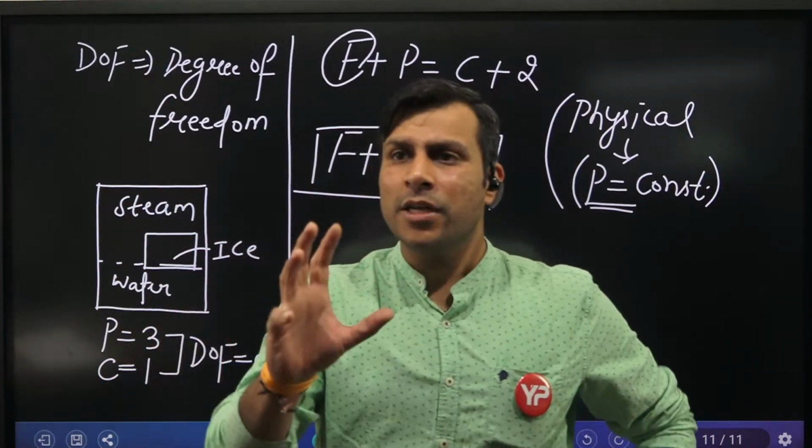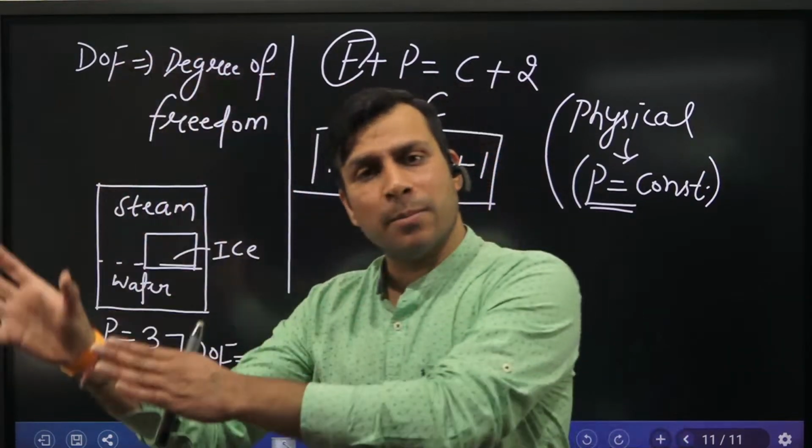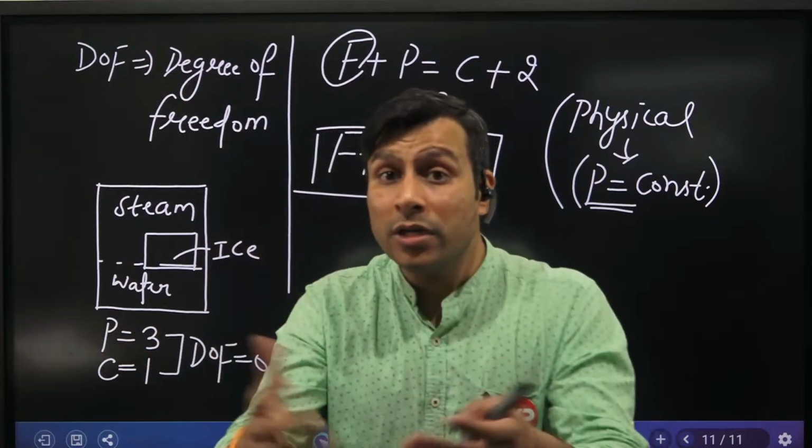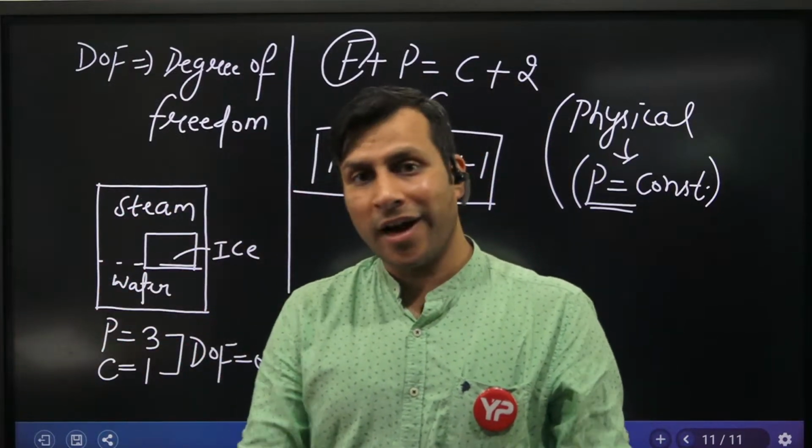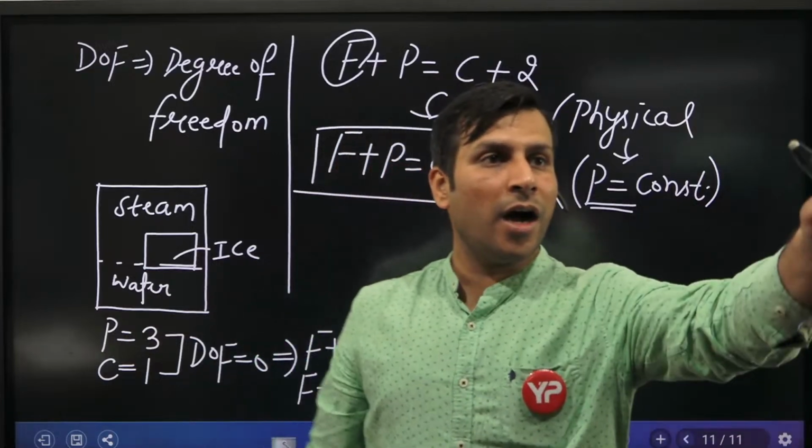DF means you can change this much number of the intensive property without disturbing the phase equilibrium of that particular system. Again I'm repeating, guys, very important.